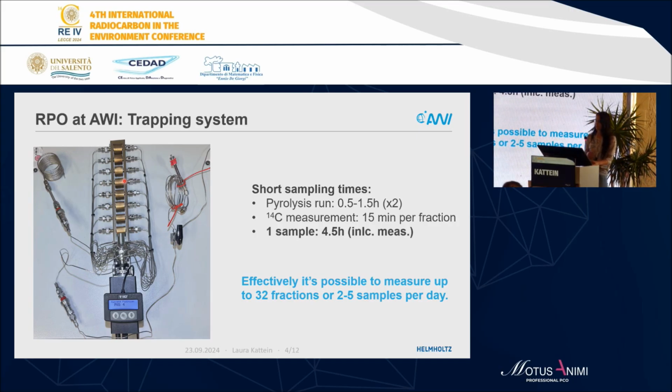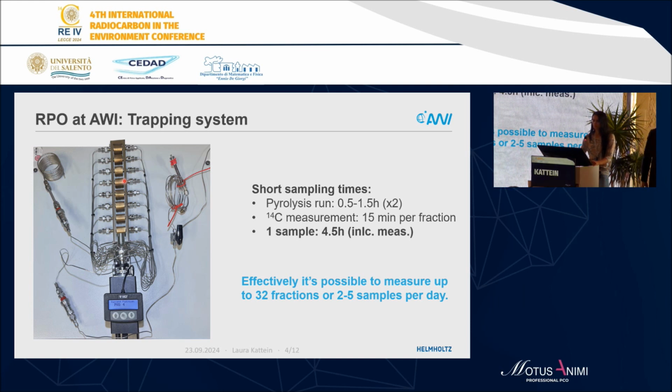So if I get a sample that I want to analyze and have never measured it before, I need to conduct 2 pyrolysis runs, one to identify the fractions and then one for fraction collection. And then we need 15 minutes 14C measurement time for each fraction. So let's say if I trap 6 fractions in one sample, that would come up to a total of 4.5 hours, including the measurement time.